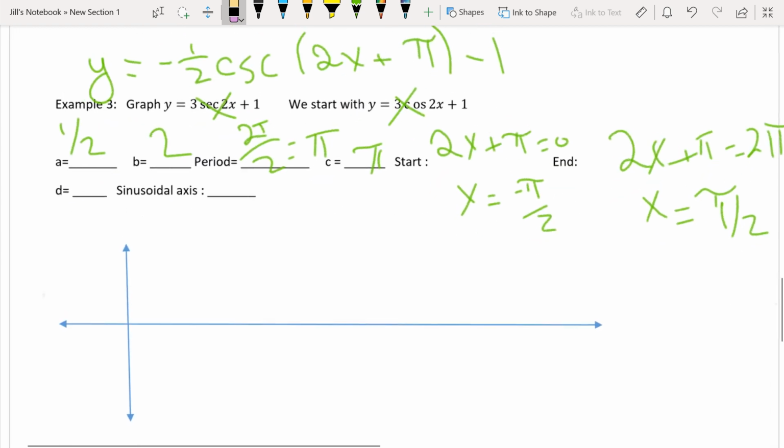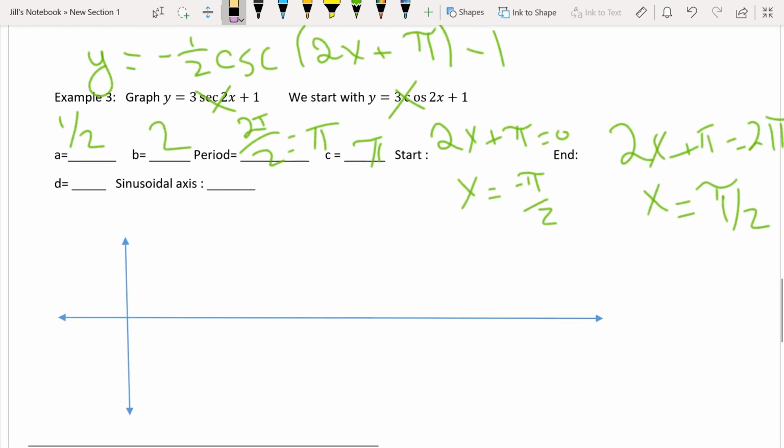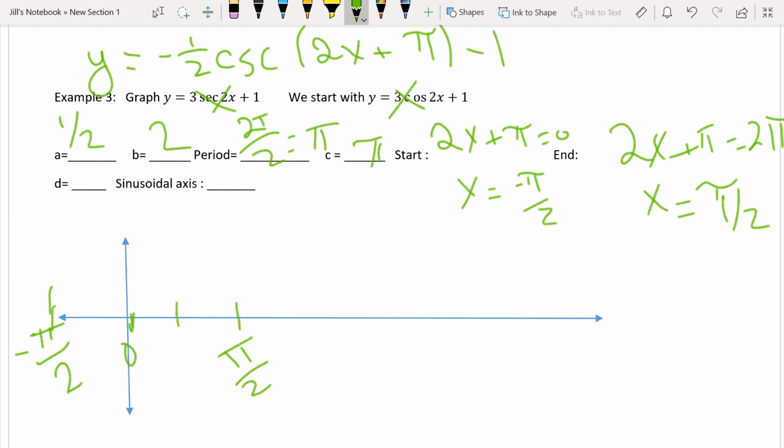So what this means now is my period starts at negative pi over 2 and it ends at pi over 2. Okay? Halfway in between negative pi over 2 and pi over 2 is 0. It should be on the 0. The quarter points would be pi over 4 and negative pi over 4.